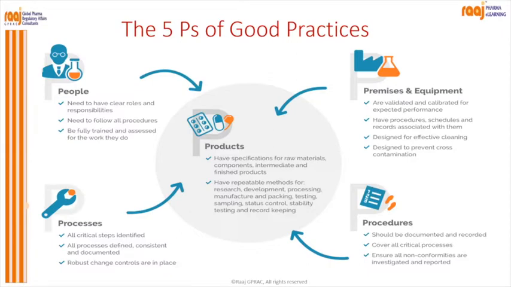You should learn to link how it is linked with your products, because your product should have specifications for raw material, component, intermediate, finished products, or any other thing which comes in contact with your product, and have repeatable methods for the research, development, processing, manufacture and packing, testing, sampling, status control, stability testing, and record keeping.